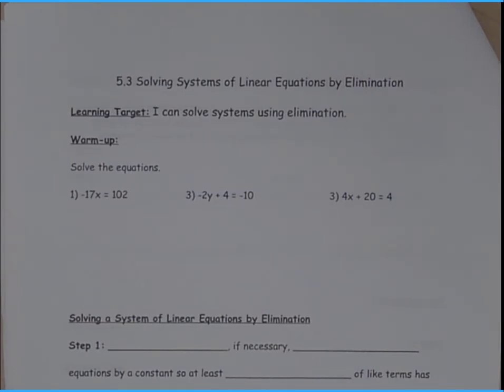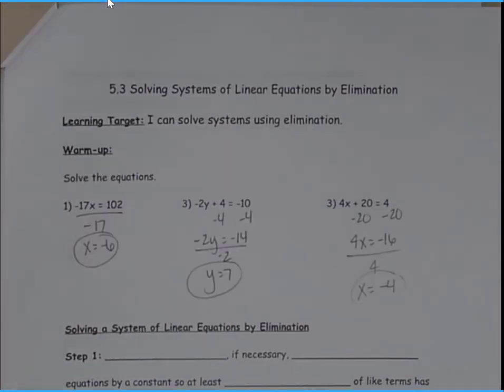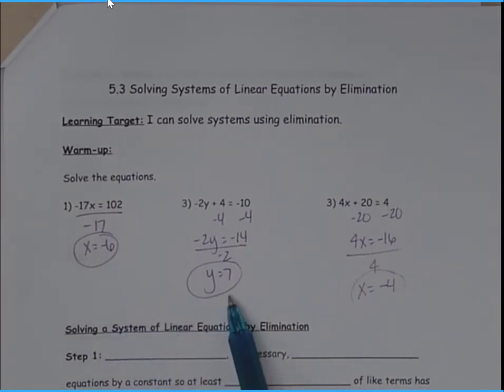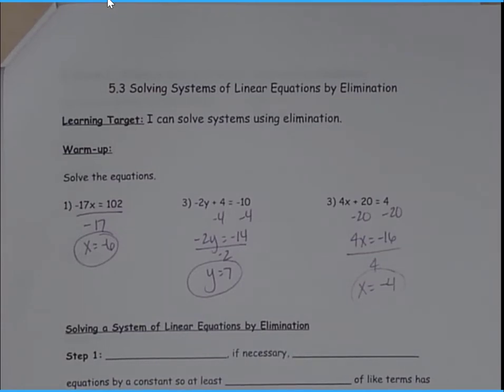The first thing I want you to do is go ahead and do your warm-ups here. Solve the equations, hit pause, and then start it back up when you're done to check your work. All right, let's take a look at how you did. Here we solved x equals -6, y equals 7, and x equals -4.